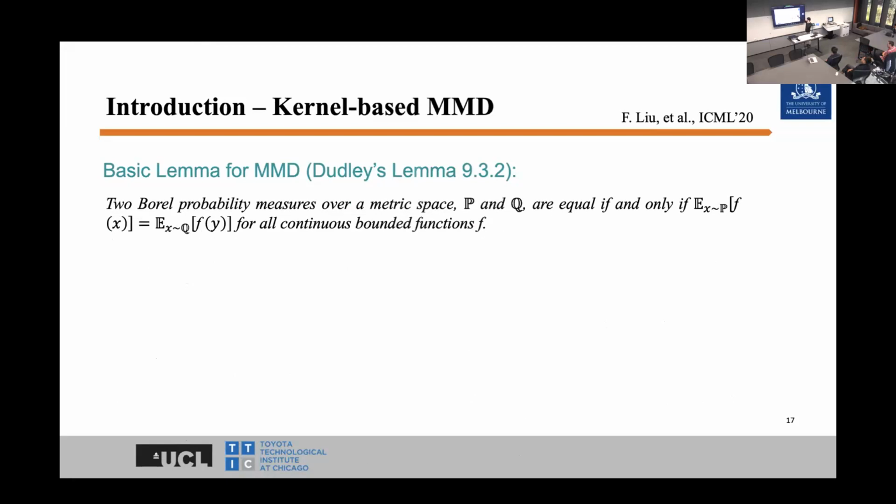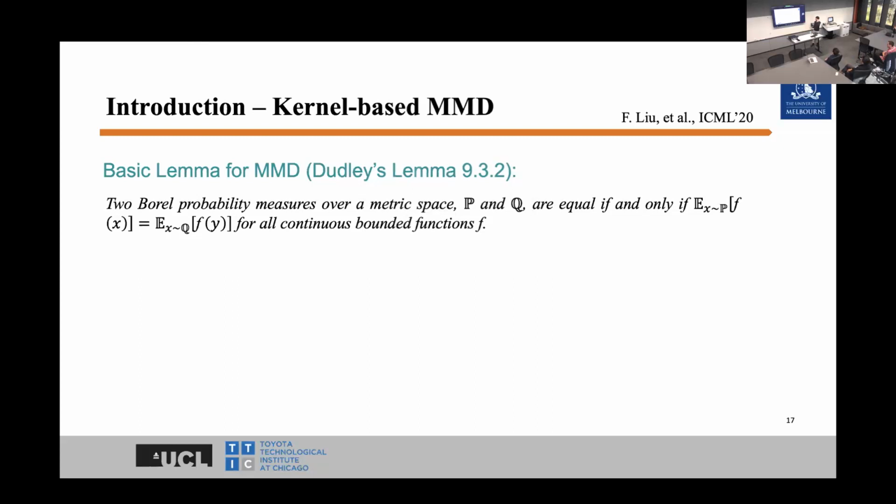If for any F, or for all this kind of function F, these two expectations are the same, we will say P and Q are from the same distribution. It's like, no matter what kind of F we use to map our original data set, after mapping, their mean value, or their expectation value, is still the same. So we will say P and Q are from the same distribution.